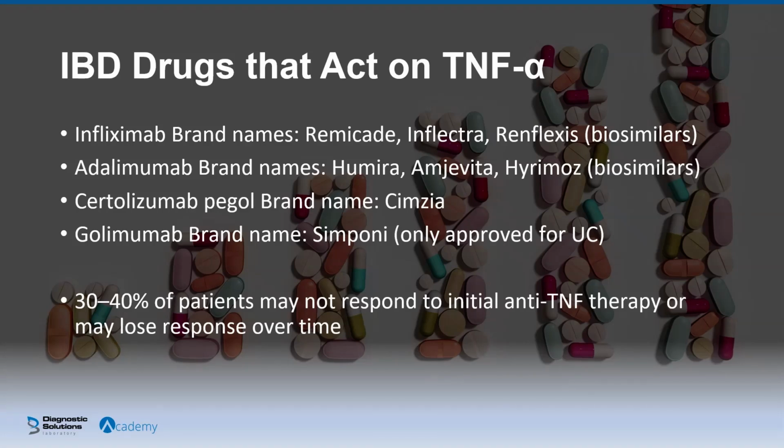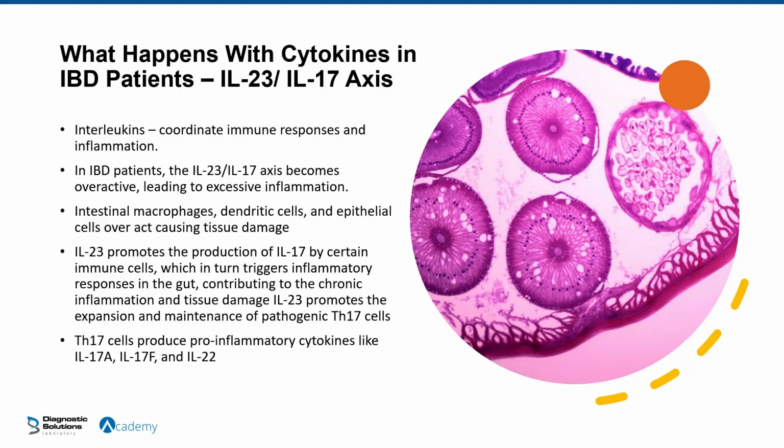For a long time in the world of inflammatory bowel disease, this was the only cytokine that was targeted. That's come a long way, but we do have a lot of drugs that target the TNF-alpha pathways. Unfortunately, 30 to 40% of patients may not respond to initial TNF-alpha therapy or may lose response over time.